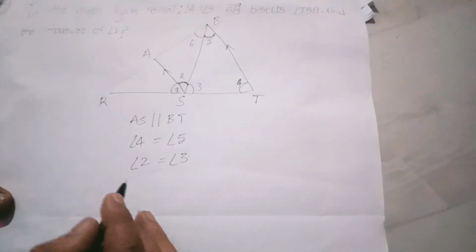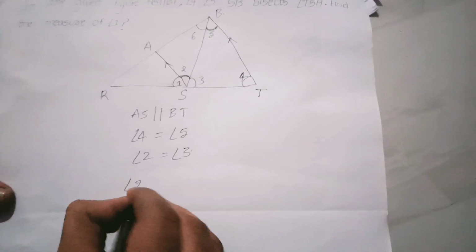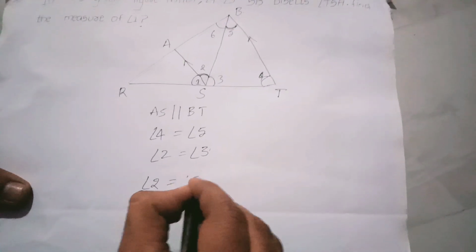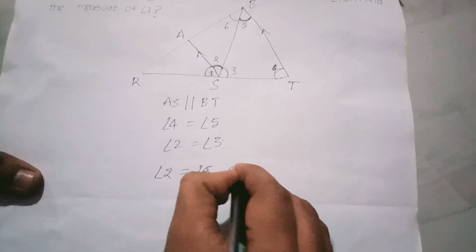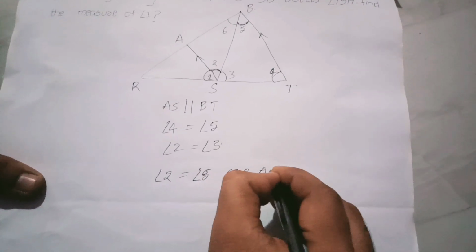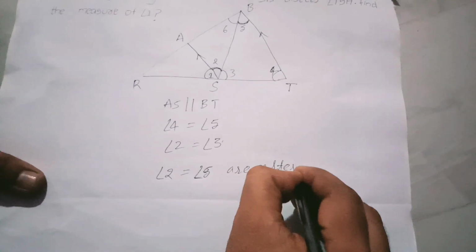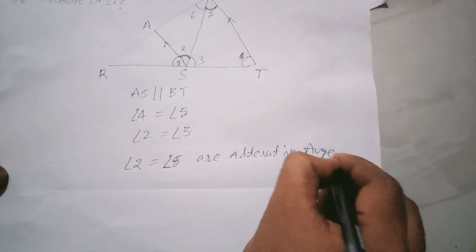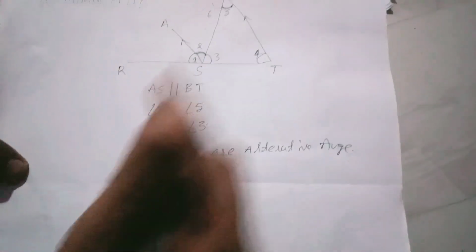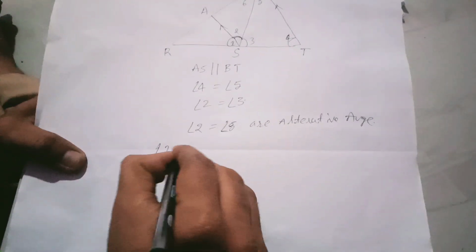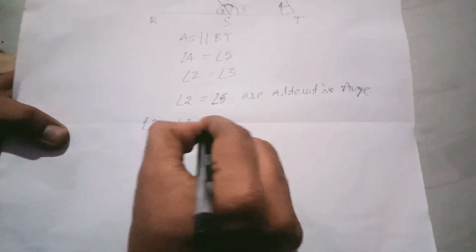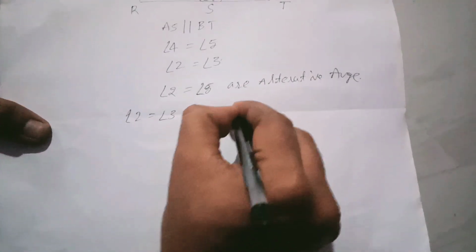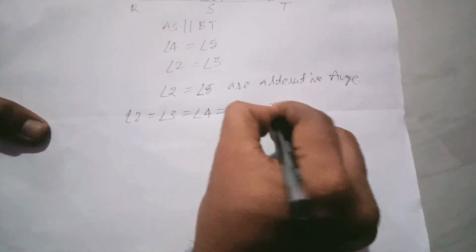Alternate angles are equal. Angle 2 is equal to angle 5 as alternate angles. Both are equal. But angle 2 is equal to angle 3, angle 3 is equal to angle 4, angle 4 is equal to angle 5, which is equal to x.